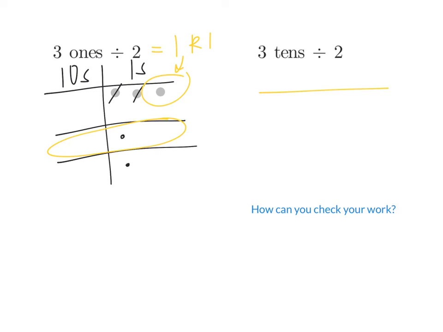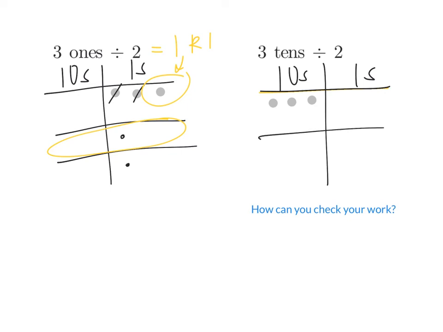Okay, here, let me change it to black. Here is my 10s group. Here's my 1s group. I have 3 10s to start, right? 1, 2, 3. And I want to split it into 2 equal groups. There's 1 group, there's 2 groups. Okay, so there's 1 10, there's 2 10s. Ooh, I have 1 10 left over. So does this mean my answer is 1 10, remainder 10?